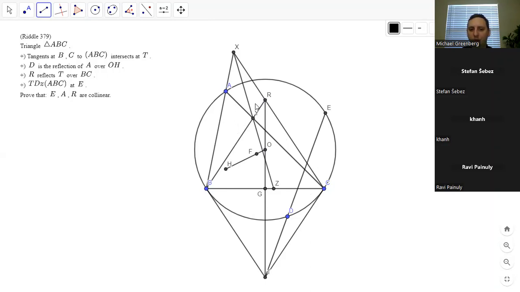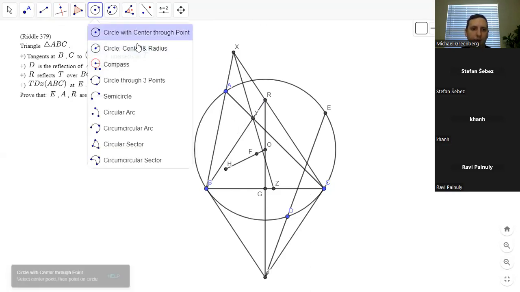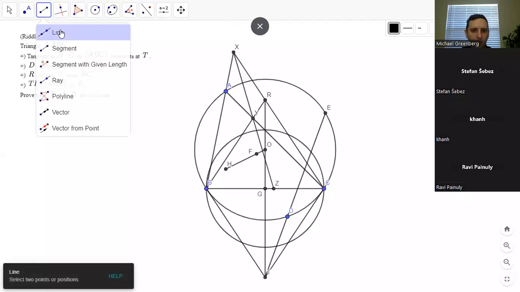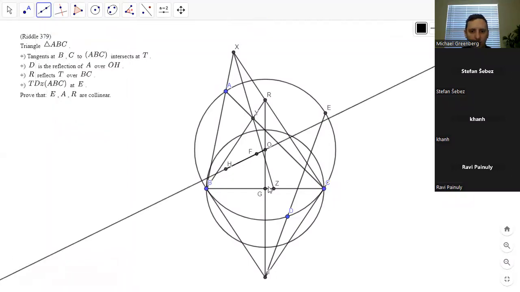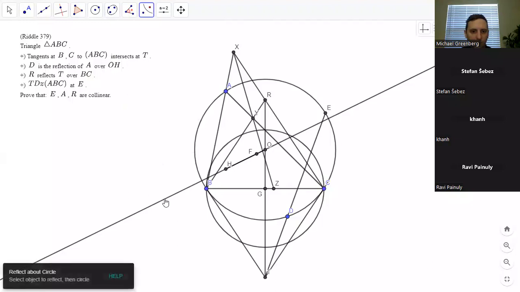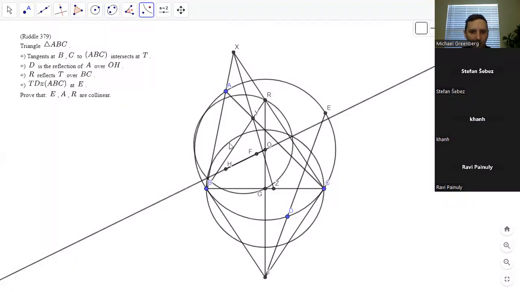All right. So let's see. I'm trying to see what OH would invert to under that inversion. So O, let's see. Reflect about the circle. That's going to go to that.